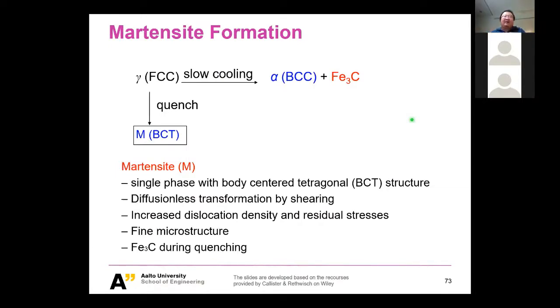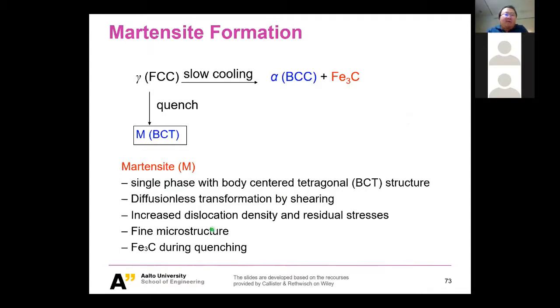And in the end, it's very hard to get full percent of Martensite. That's why in the curve, you didn't see 100%. You actually see 90% Martensite finishing, because you will always get a certain amount of cementite in your microstructure.